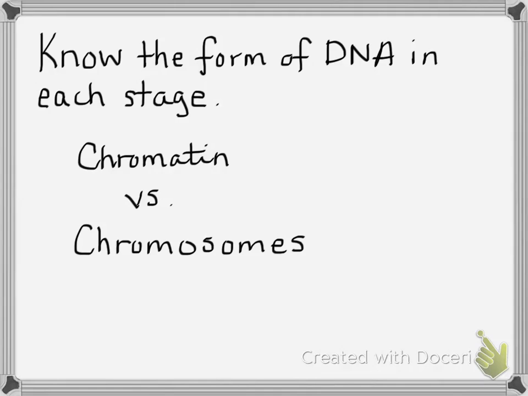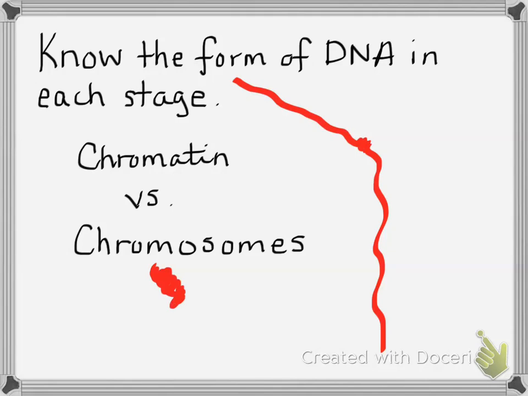What's the difference between chromatin and chromosomes? Okay, one of them's real spread out and one of them's tightly coiled. Which one's real spread out? Chromatin. So it'd be kind of like this. Whereas a chromosome would be like this. Okay, I just drew, you're right, I drew my chromosome and chromatin so far single-sided.